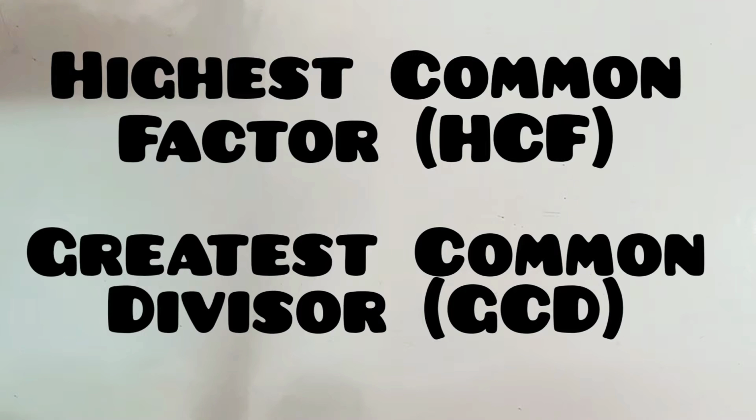Our today's topic is highest common factor, or you can say HCF. HCF is the greatest or highest number in the common factors of two numbers. There's another name for it, which is greatest common divisor, or GCD. Let's understand what this is with some examples.